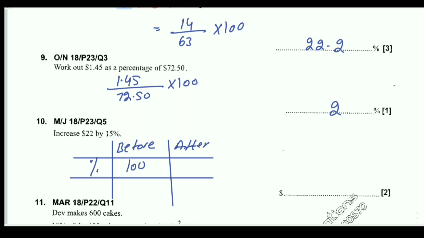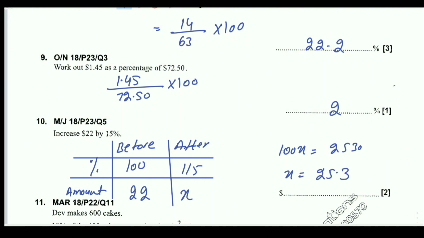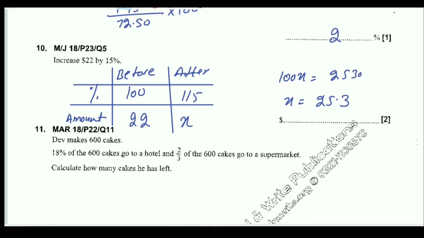Okay, so what we have to do here: increase 22. So we have to find the amount after increasing. We have to increase 22. We have to write it like here. We have to find the after amount, and increase means 15 will be added to 100. It will be 115. Simply do cross multiplication and you will get your final answer, 25.3.